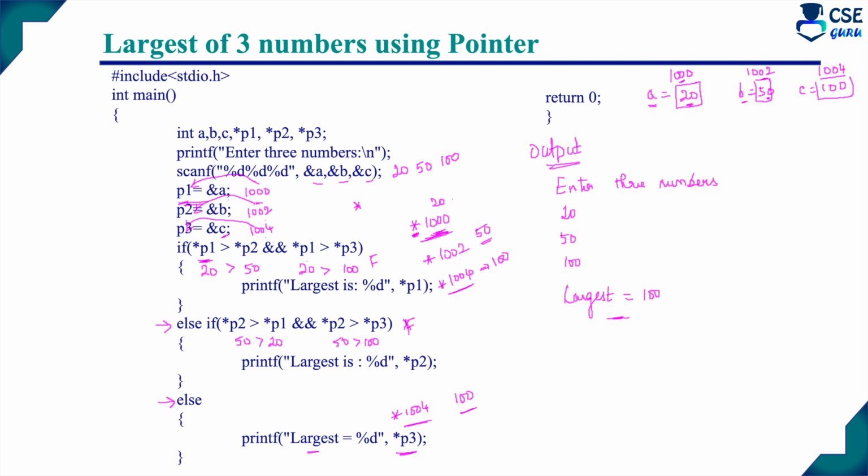So this is the logic of largest of three numbers using pointer variable. And if you provide the C program with proper specific output, you will get 6 units.